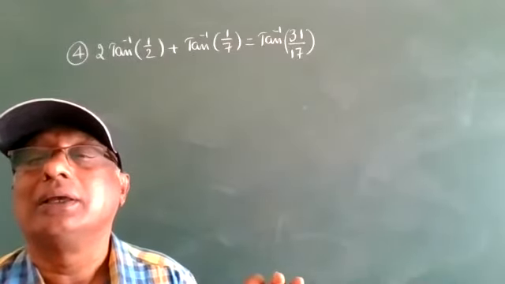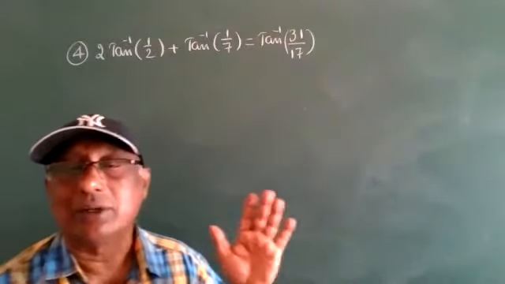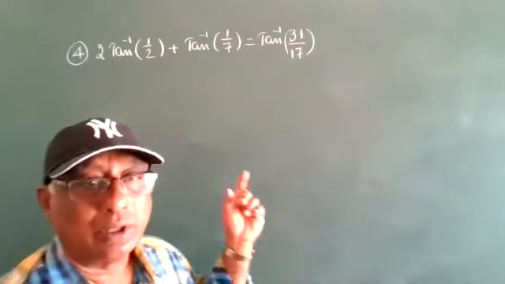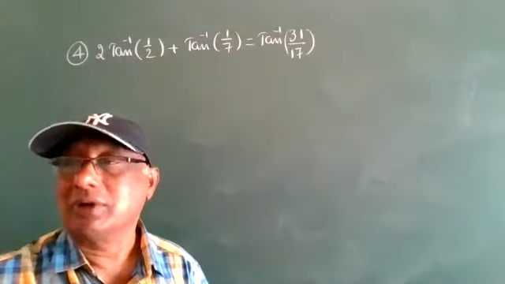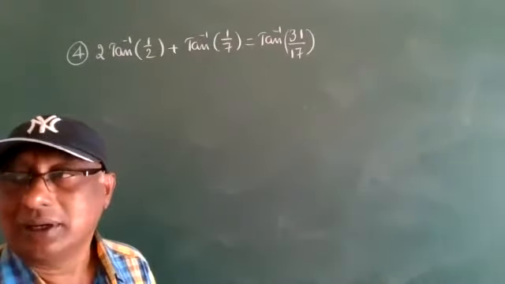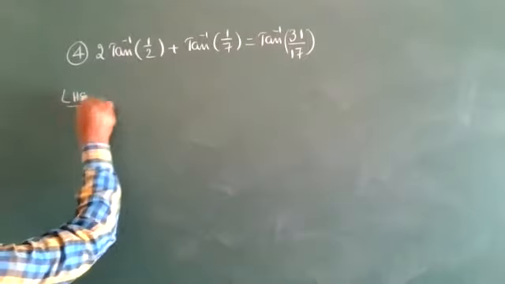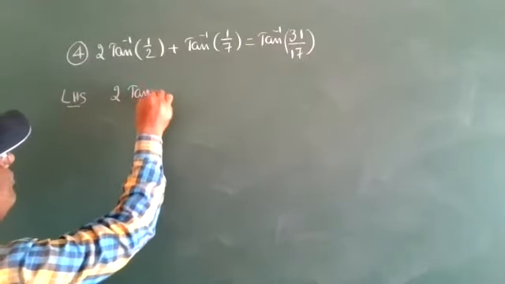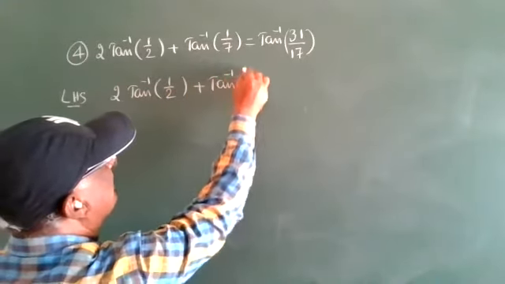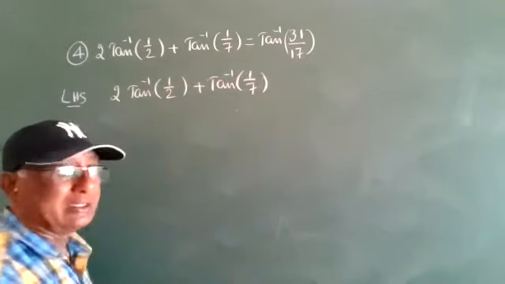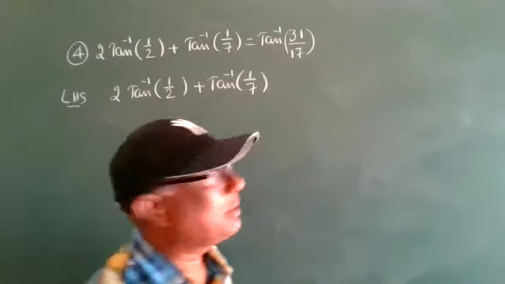Already I told you, take x is equal to cos theta for the second problem. Now everyone see the left-hand side: 2 tan inverse of 1 by 2 plus tan inverse of 1 by 7. One time repeat, one time recollect the last property. What is the last property?